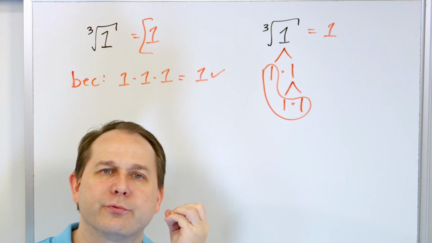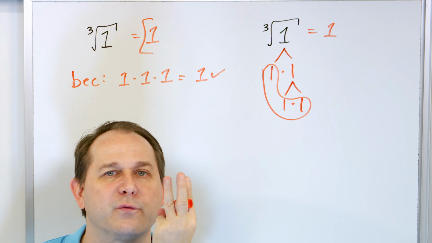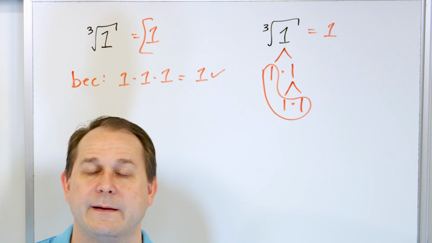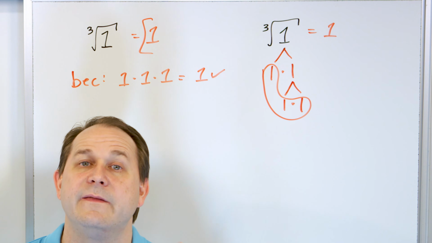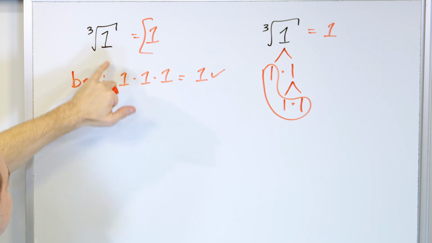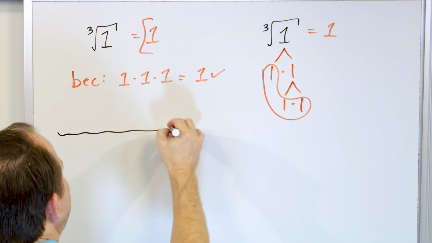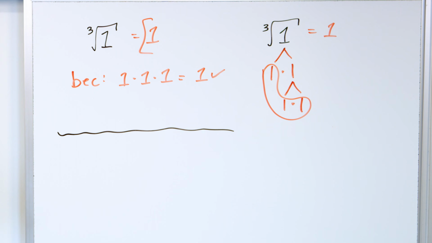So for cube roots, you're looking for a number that when you multiply it times itself, with 3 of them, multiplied times itself 3 times like that, then you arrive back at what you have under the radical. All right, let me do one more, and then I'm going to show you how a cube and a cube root are opposite of each other.